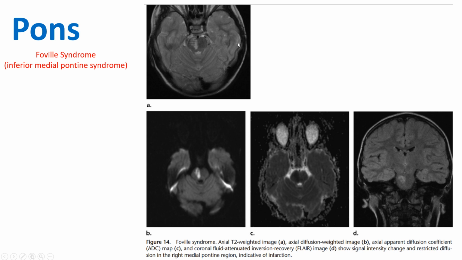This is an example of Foville syndrome. This is the axial MRI, the diffusion sequence. We have an acute infarction here involving one side of the pons, which is the paramedian part of the pons.